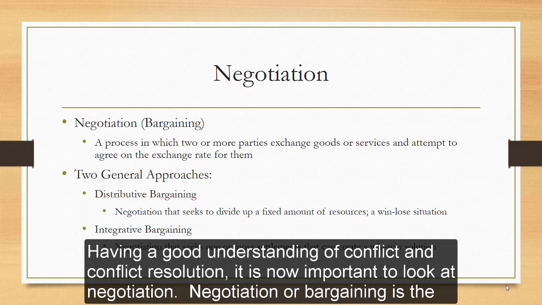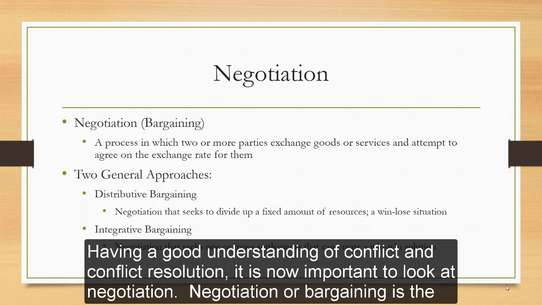So now that we have a good understanding of conflict and conflict resolution, it's important that we look at negotiation. Negotiation is sometimes referred to as bargaining.